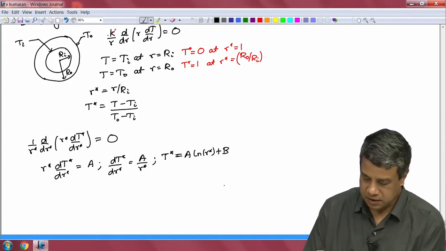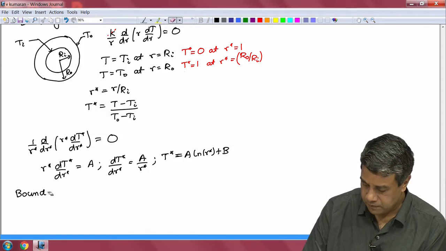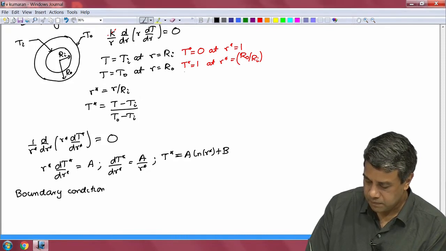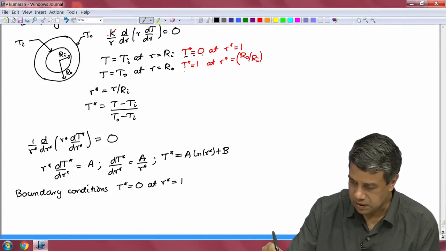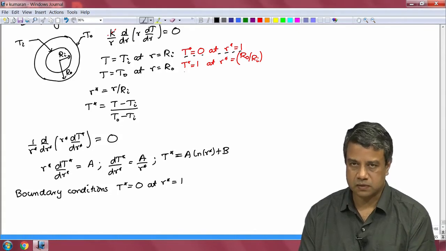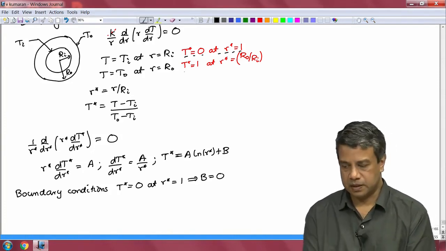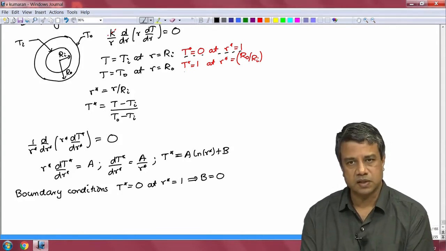And then I apply boundary conditions. First is T star is equal to 0 at r star is equal to 1. At the inner cylinder, T star is equal to 0. At r star equal to 1, the natural logarithm is 0. This implies that B is equal to 0, because the natural logarithm is 0 at r star is equal to 1. Therefore, the solution of this is just that B is equal to 0.